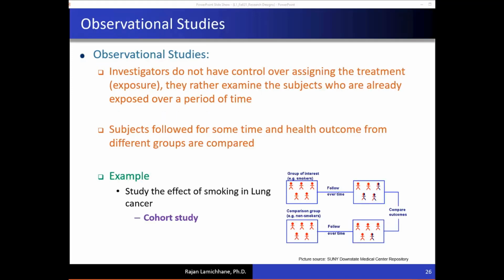Now let's move on to the observational study, which is another type of study where the investigator doesn't have any control over assigning the treatment, and subjects are observed for some time, and then the results are collected. So here is one example. We want to see the effect of smoking on lung cancer. So a group of smokers and non-smokers are selected, and they are followed over a certain period of time, and then the disease status is recorded after some time. This is one of the observational studies, because we are not assigning any treatment. You are not assigning smoking to the individuals, we are just observing them.